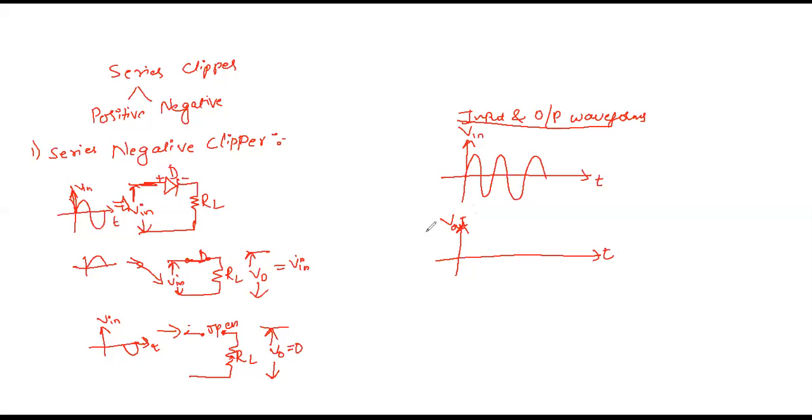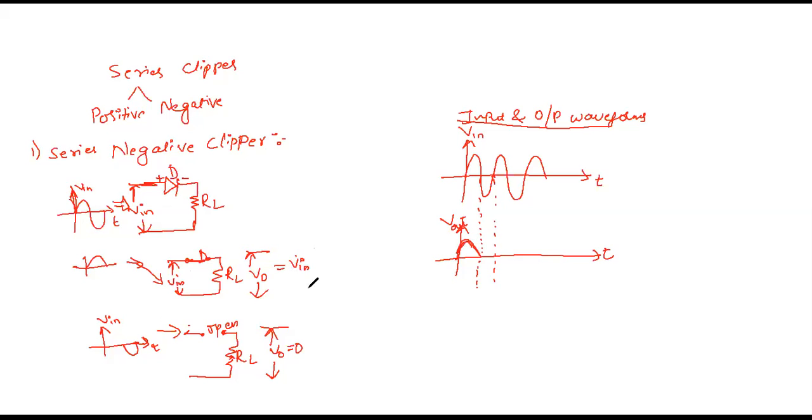This is the time axis. Now we will observe what happens during the positive half cycle and during the negative half cycle. If you give the positive half cycle, the positive terminal of this diode is connected to the positive input voltage, so the diode is in forward bias. So it is short circuited, and all the input appears across the output.